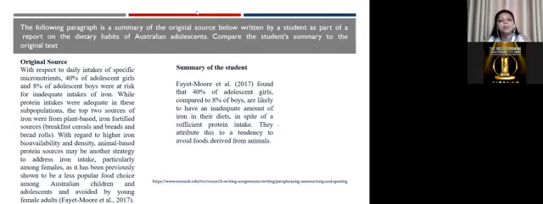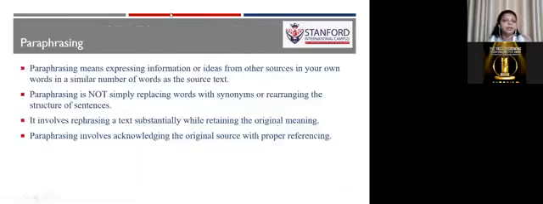So these are some of the techniques for you to adopt, especially when you are writing, summarizing, and paraphrasing both. We can use all of these techniques for both of them. Okay? Yes.